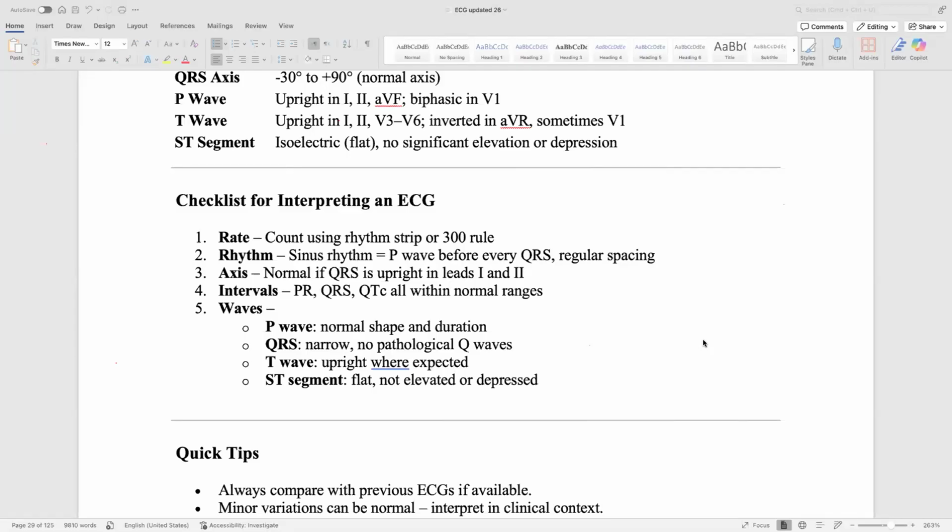Then we'll come to the rhythm. We say the rhythm is a harmony between the atrium and ventricle. If there is a P wave before every QRS, Alhamdulillah, this is sinus rhythm. Or regular pacing. That is a regular spacing. All right.